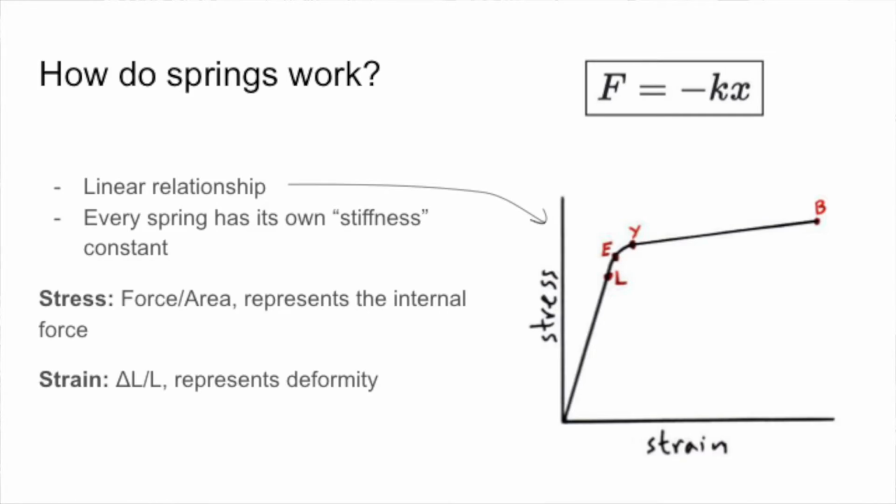But yeah, the slope on this graph, the linear part of the stress versus strain, is called Young's modulus, and for springs, it's directly proportional to your k, which is your stiffness. But Young's modulus is just a more general term. So now we're going to talk about ropes.